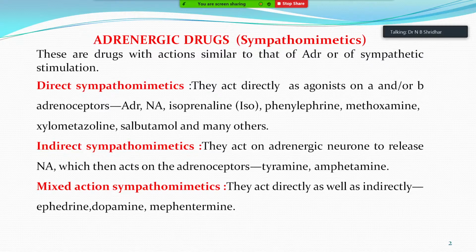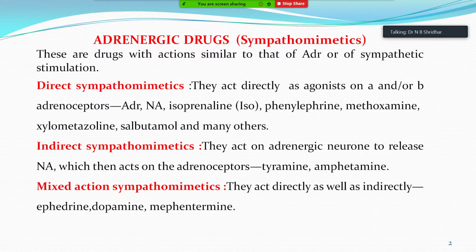Actually, amphetamine is a drug which is used for doping. Mixed action sympathomimetics act directly as well as indirectly. Examples are ephedrine, dopamine, and mephentermine. Ephedrine, dopamine, and mephentermine are the mixed action drugs. They act directly and indirectly, in both places.